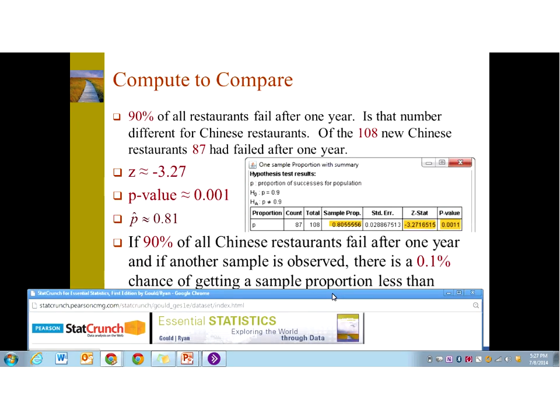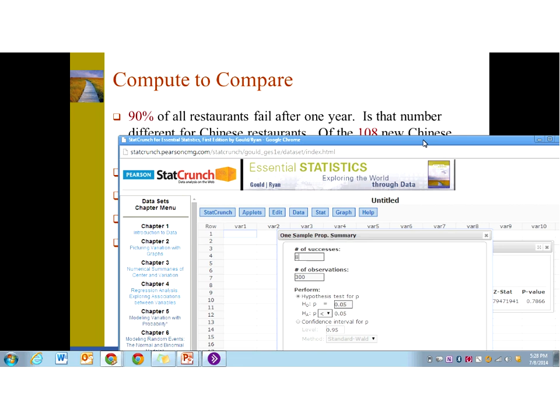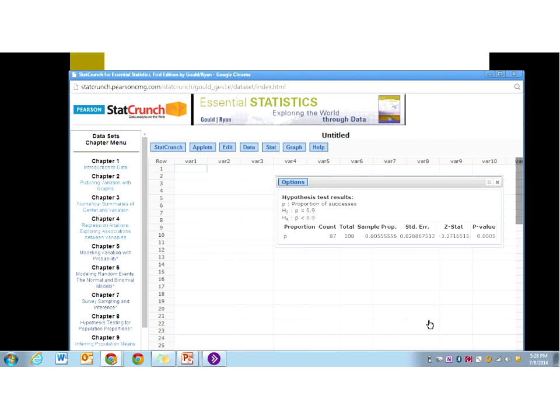All right, let's go back in here. Let's go to our number of successes, 87 out of 108. But let's change this. And let's say that we think less than 90% of all Chinese restaurants fail after a year. Let's compute it. Again, we have a very small p-value.